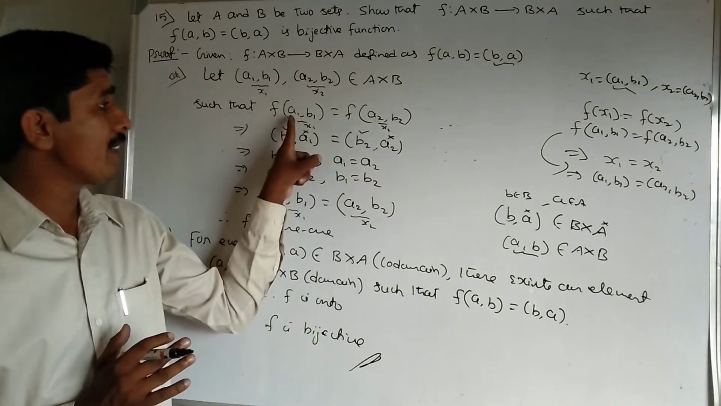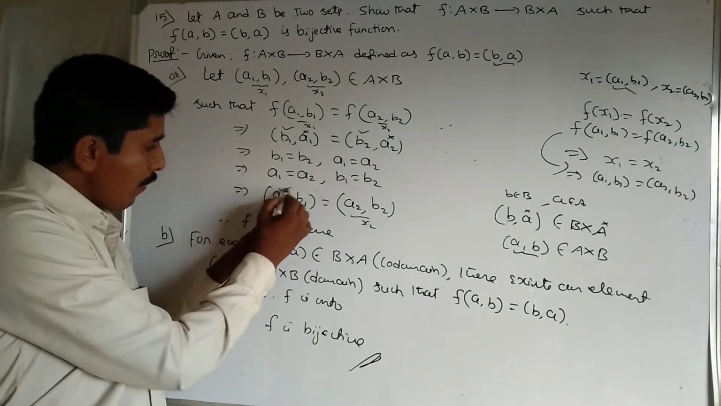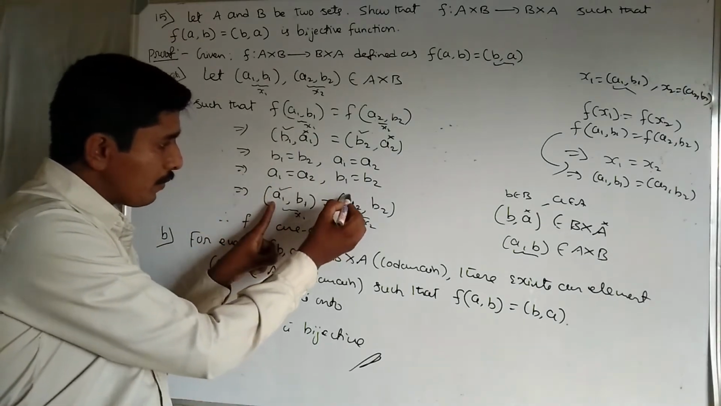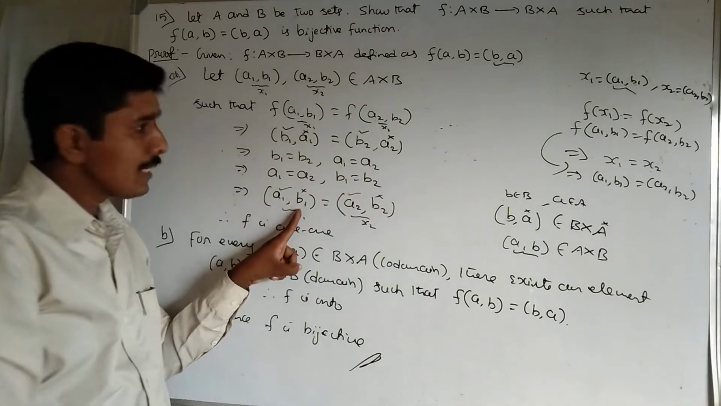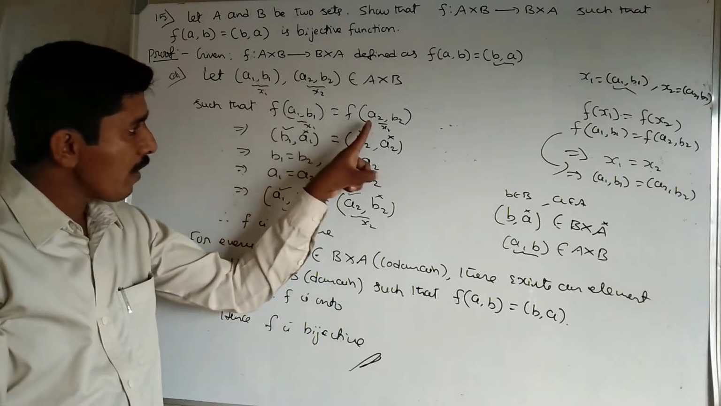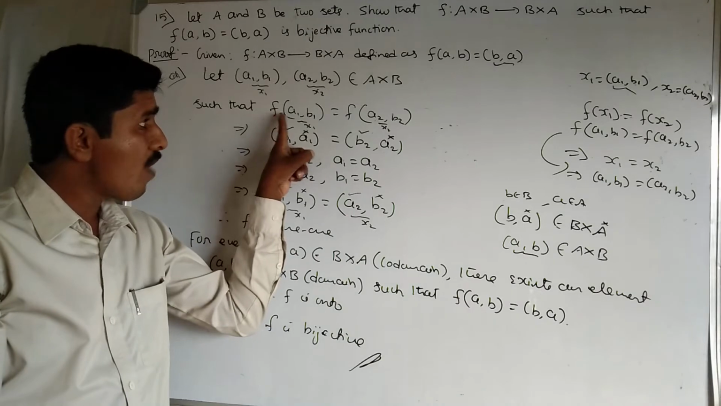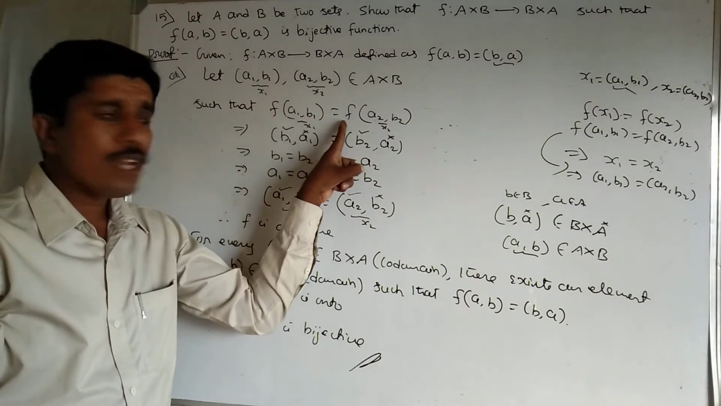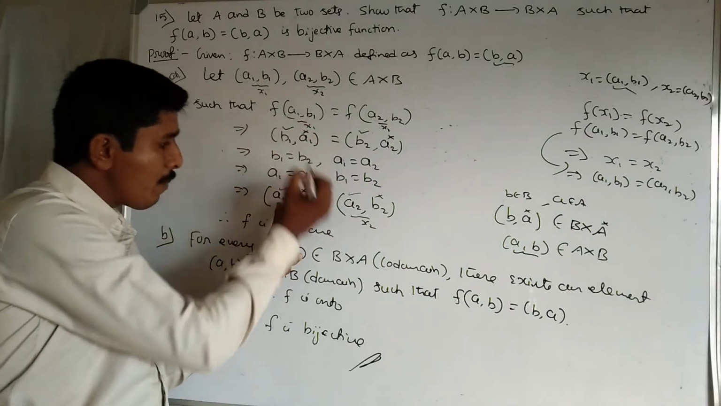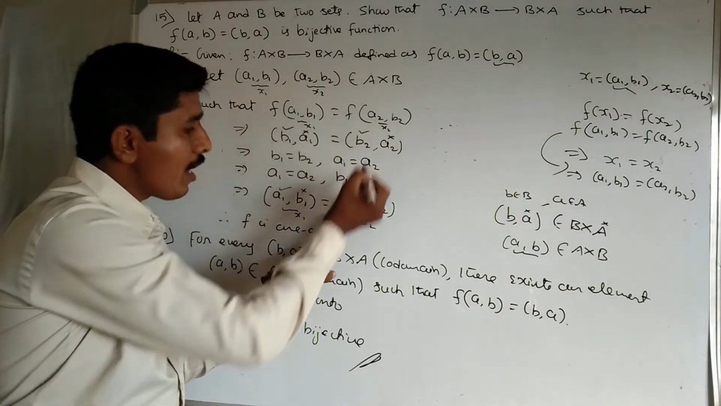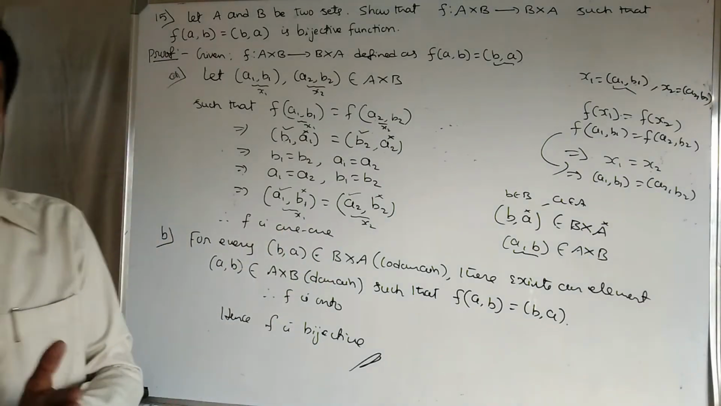Therefore, x1 I am taking directly as (a1, b1). Here substitute the a1 value, which is a2, and next the b1 value, which is b2. f of x1 equal to f of x2 implies that x1 equal to x2. This means f of (a1, b1) equal to f of (a2, b2) implies that (a1, b1) equal to (a2, b2). Then the function is clearly one-one. So mind it, clearly it is onto.